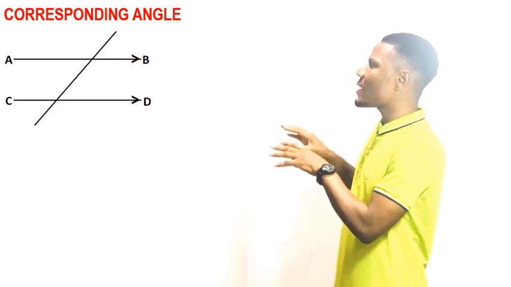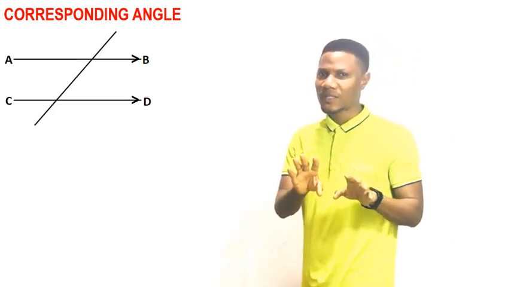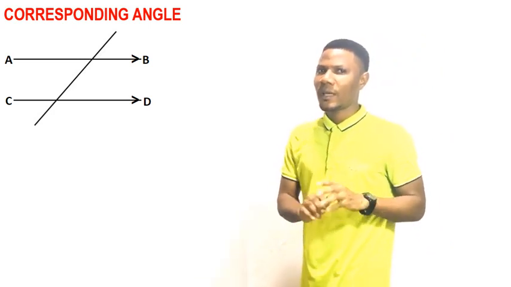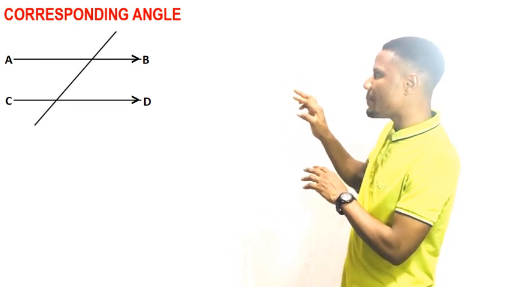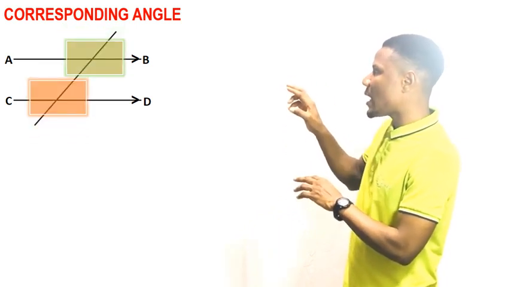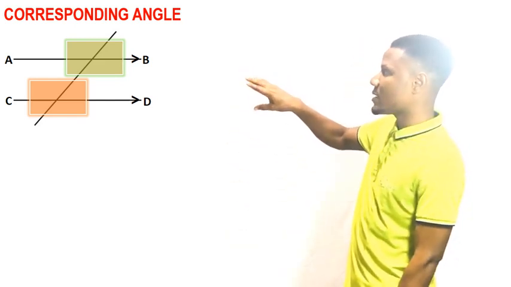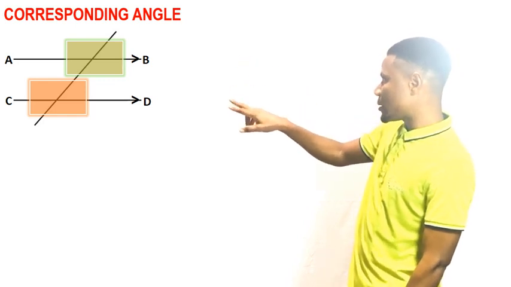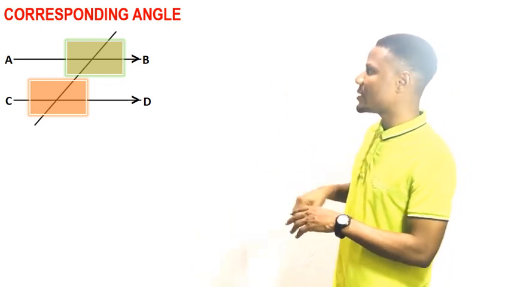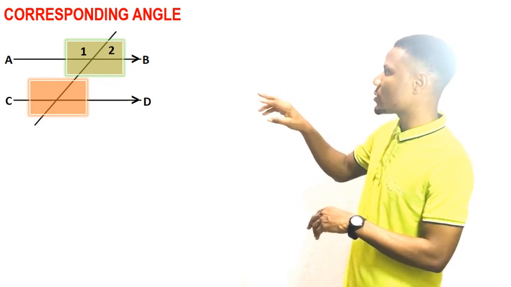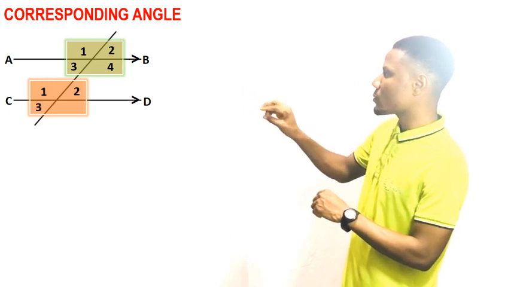Now, from the transversal, how do we identify corresponding angle? I'm not going to stress you, I'll just give you a simple trick. Anytime you see something of this nature, all you need to do is just to put a box between the transversal and the parallel lines where they intersect. So we have 2 points of intersection in this diagram, one at the top, another one below. So you insert the box there. After inserting the box, you now number the box 1, 2, 3, and 4. You come to the lower box, you also number it 1, 2, 3, and 4.